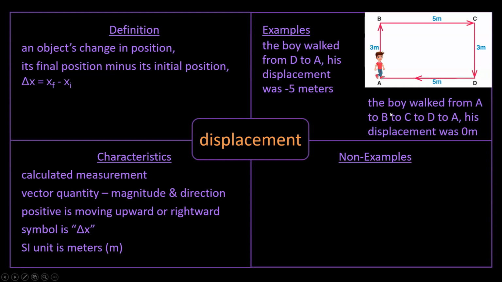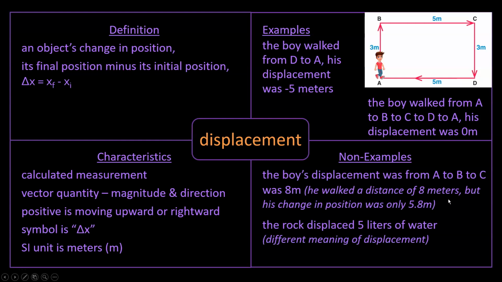Here's another example. The boy walked from A to B to C to D to A. His displacement was 0 meters. Now you may say, wait a minute, he traveled a distance. And that's true, but displacement, let's look at the definition. It's a change in an object's position. So he started here and he ended here. His position didn't change from the initial position to the final position.